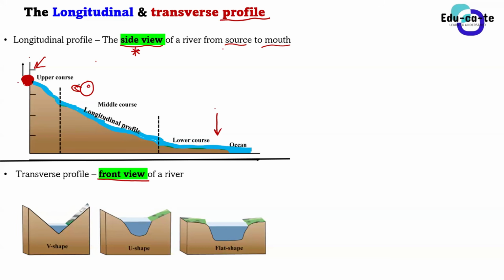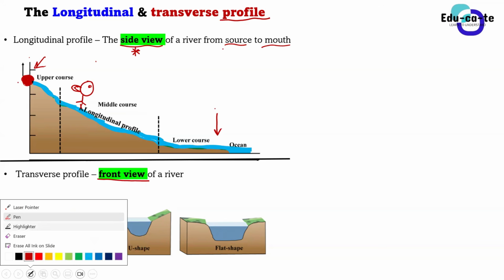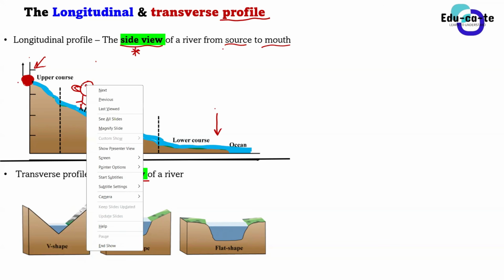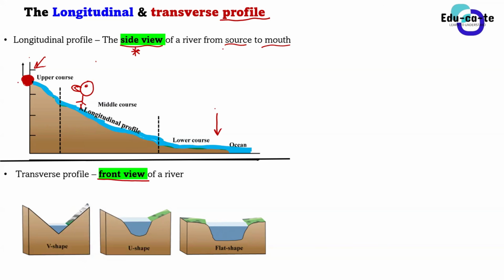And you are looking at the river. Do you see that you are in the river? Let's just assume that you are not sinking, but you are in the river. This is you. You are in the river. Maybe you are holding a camera or something like that. Okay, you are looking at the river, right? So the view that you are able to see while you are inside the river is a transverse profile, or a transverse view of a river.